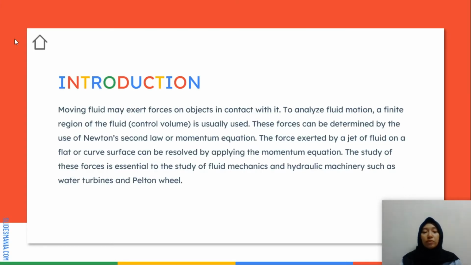Introduction. Moving fluid may exert forces on objects in contact with it. To analyze fluid motion, a finite region of the fluid is usually used. These forces can be determined by the use of Newton's second law or by the momentum equation. The force exerted by a jet of fluid on a flat or curved surface can be resolved by applying the momentum equation. The study of these forces is essential to the study of fluid mechanics and hydraulic machinery such as water turbine and Pelton wheel.